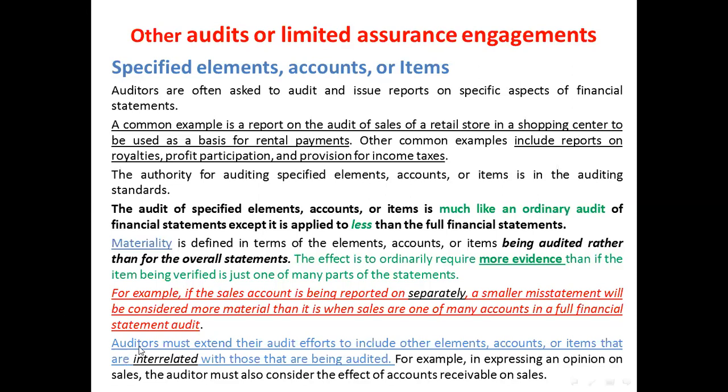So the auditor must extend their audit efforts to include other elements, accounts, or items that often are interrelated with those that are being audited. The auditor also should review and audit the related items of sales, for example, accounts receivable and cash. Okay.